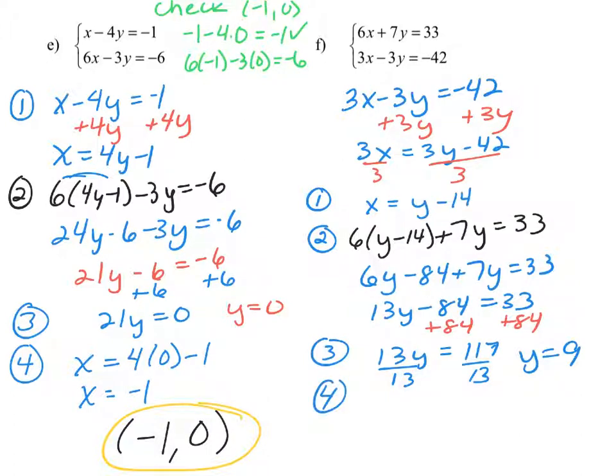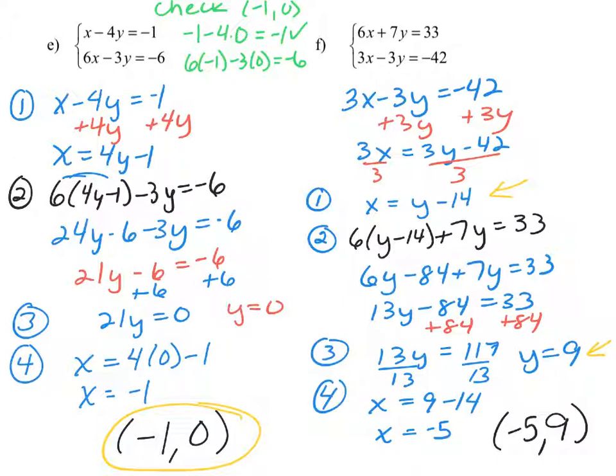And now in step number 4, we're going to put that answer that we get in step number 3, and we're going to plug it into the result from step number 1. So we know that x equals y minus 14, so x equals 9 minus 14. So that means x is equal to negative 5. Our solution to this system of equations is negative 5, 9.